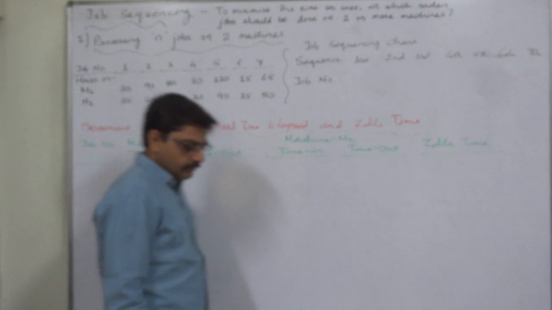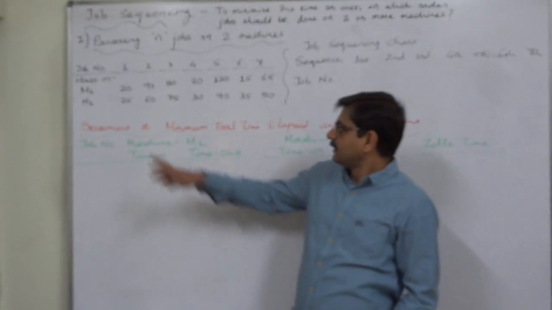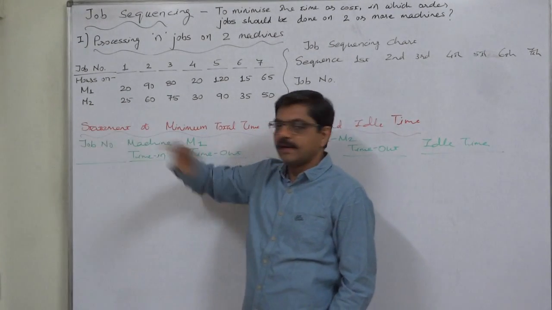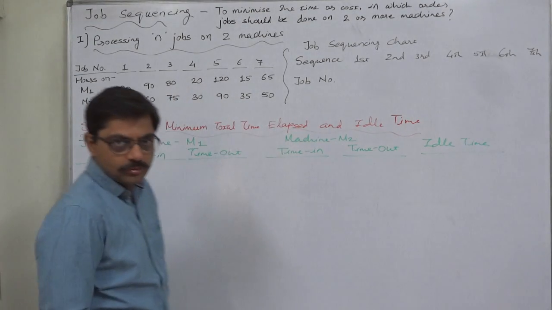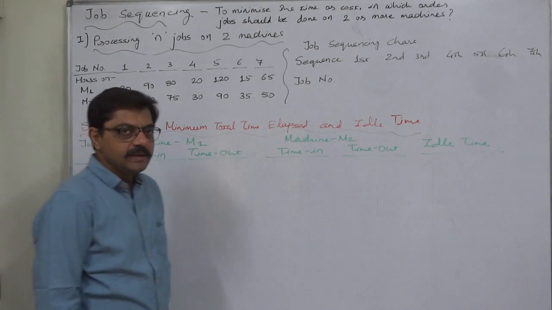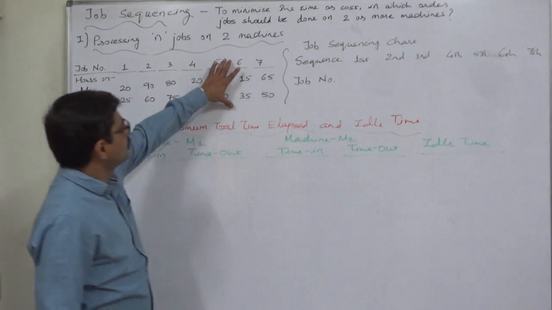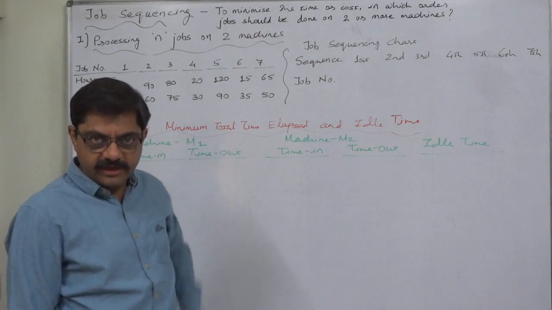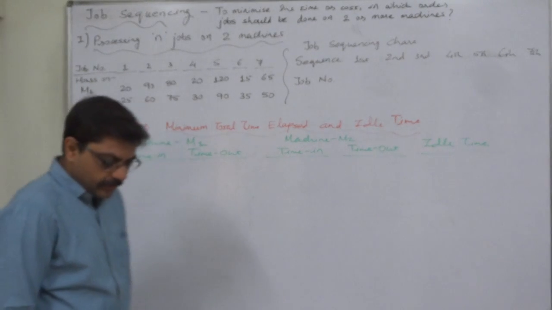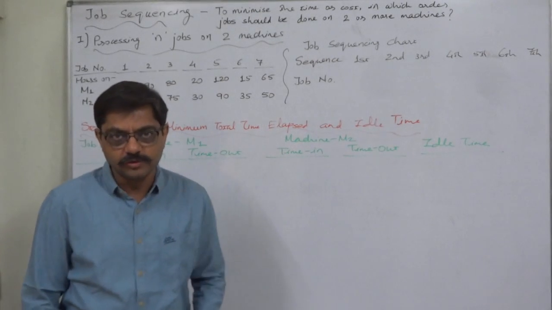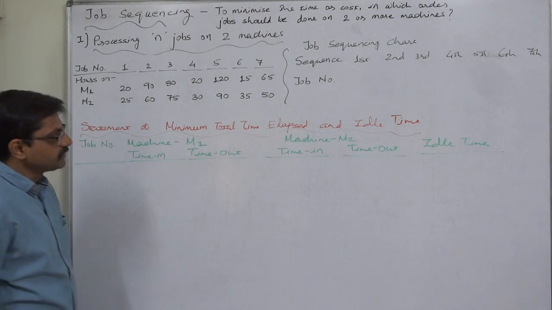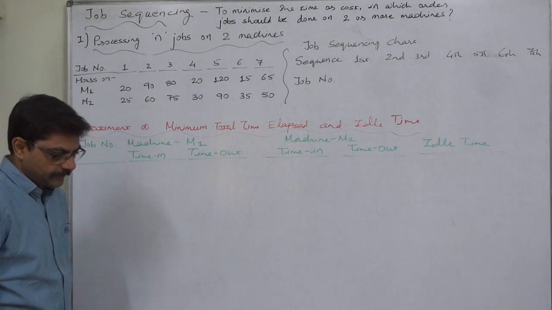It is to be understood that the logical sequence of processing is that first the job is to be completed on machine 1 and then only it can be done on machine 2, and ultimately the job is completed. Now our aim is to complete all n, or in this case 7 jobs, with minimum time elapsed. For that purpose, what should be the sequence of the jobs? Which job should be done first, which second, which at last? And for this purpose we are going to use Johnson's algorithm.